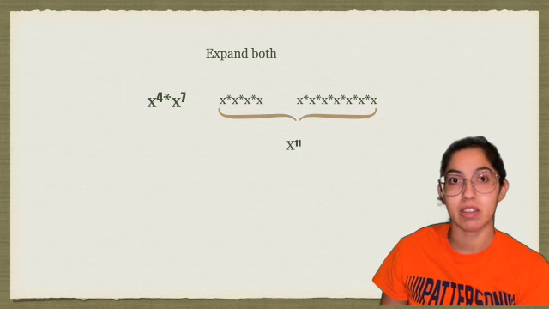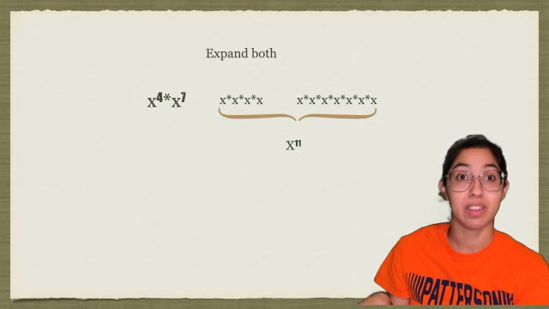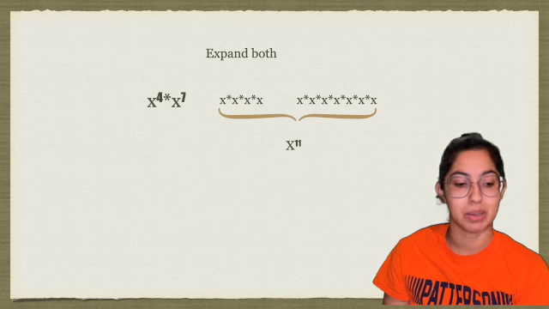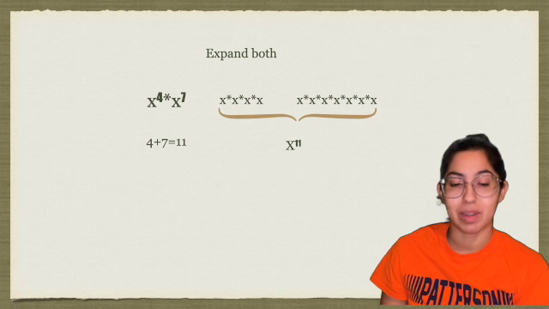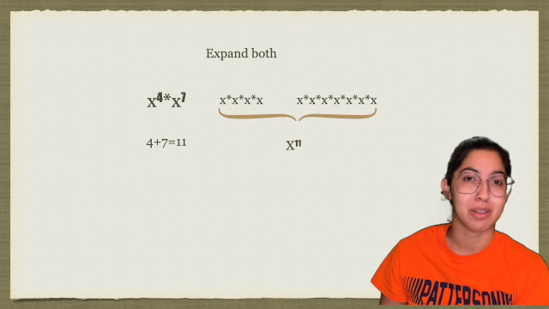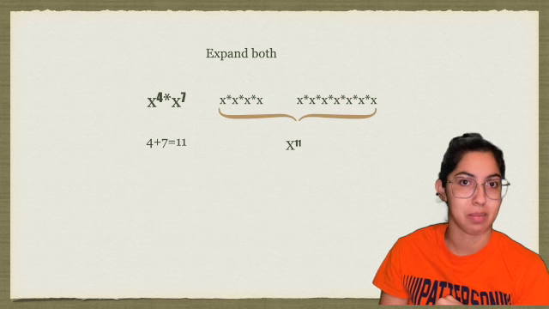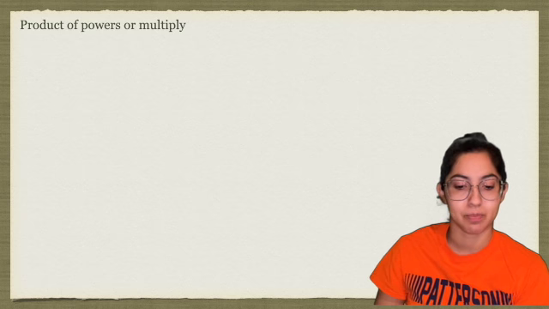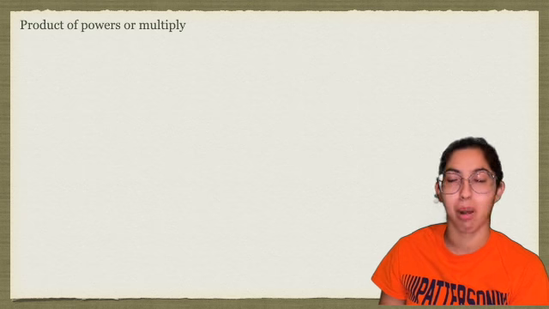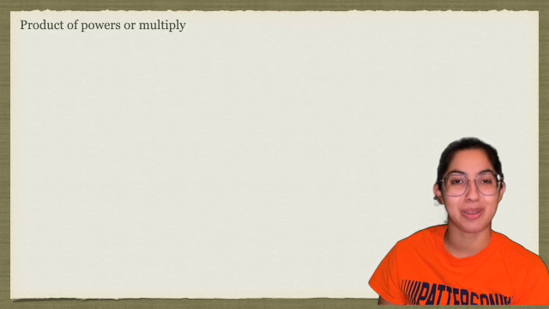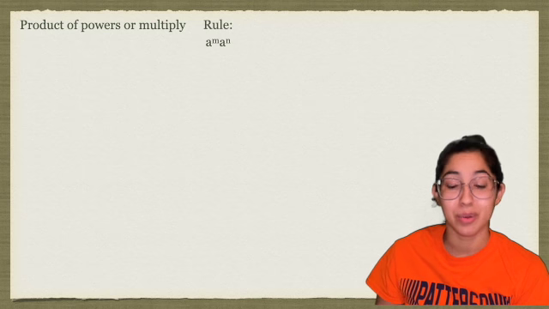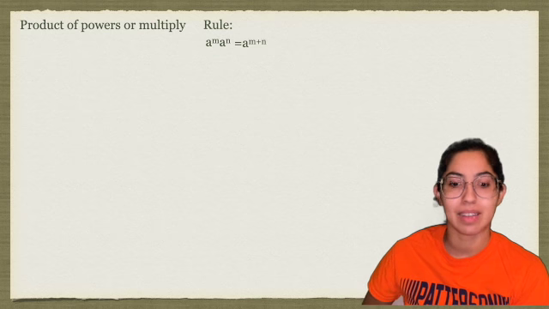Or the easier way, instead of having to expand everything, which you can totally do, it's up to you, is to look at 4 plus 7, and that's 11. So you don't have to expand anything. You can just add the exponents as long as the base is the same, because they're both x's. So product of powers, or multiplying: we have our rule, a to the power of m times a to the power of n equals a to the power of m plus n.